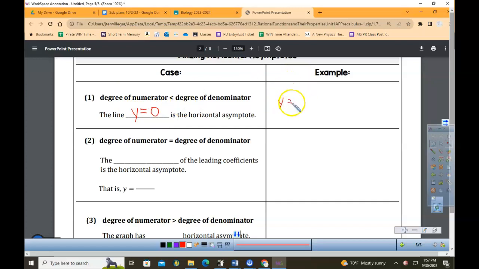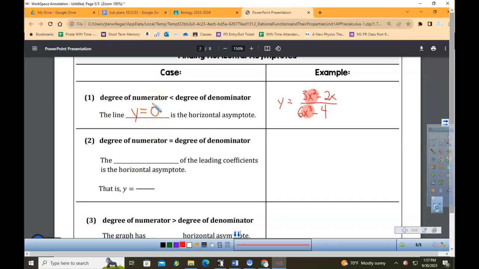So for example, if I give you y equals 3x squared minus 2x over 6x to the third minus 4. That's a lot of stuff, but we can look at it and find our asymptote pretty quick. I look at my highest power of x on both, right? The degree of my numerator is only 2. The degree of my denominator is 3. So because my degree on top is smaller, I know that y equals 0 is my horizontal asymptote.